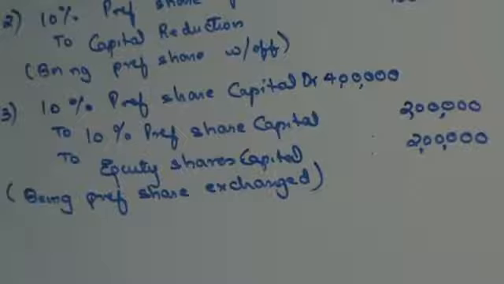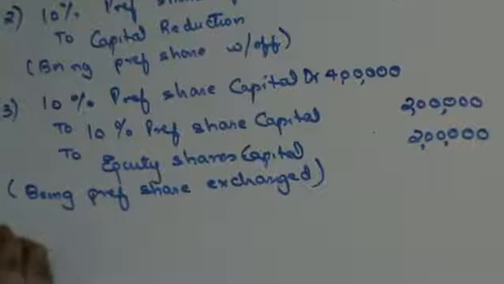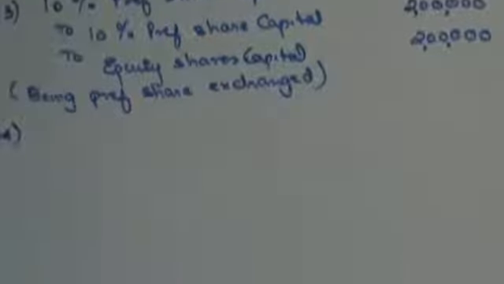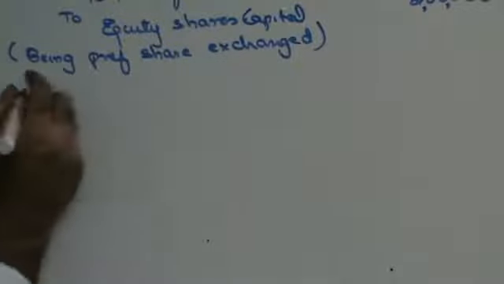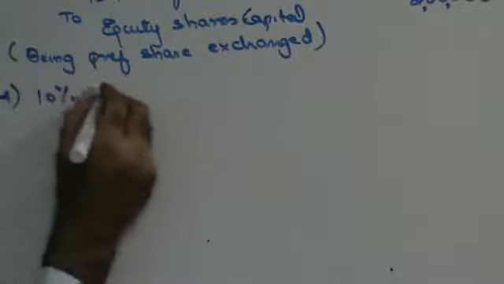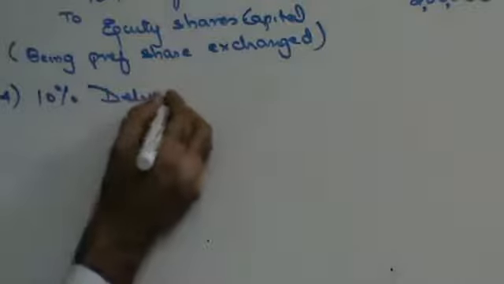Each convertible debenture is to be exchanged for 50 non-convertible 10% debenture, rupees 35 12% preference share and 15 equity share. Exchange. If you are exchanging, you have to take the old debenture in, debit what comes in. So 10% debentures account debit.